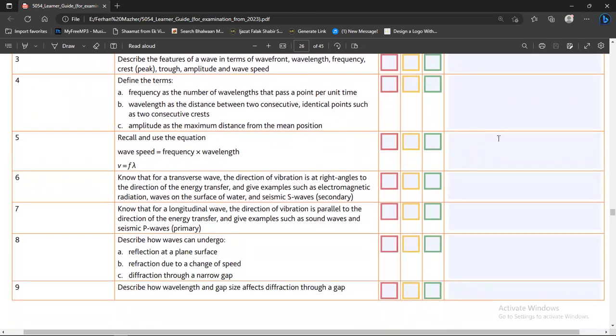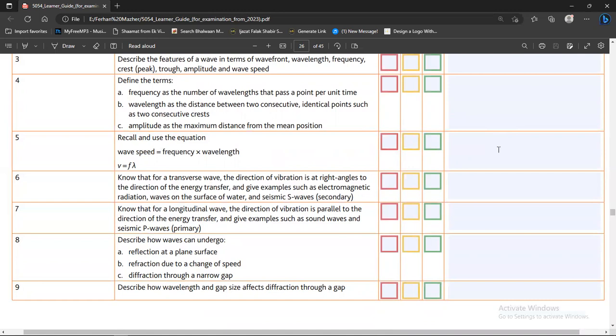Define the terms. Frequency as the number of wavelengths that pass a point per unit time. Wavelength as the distance between two consecutive identical points, such as two consecutive crests. Amplitude as the maximum distance from the mean position. Recall and use the equation: wave speed is equal to frequency multiplied by wavelength, which means v = fλ.